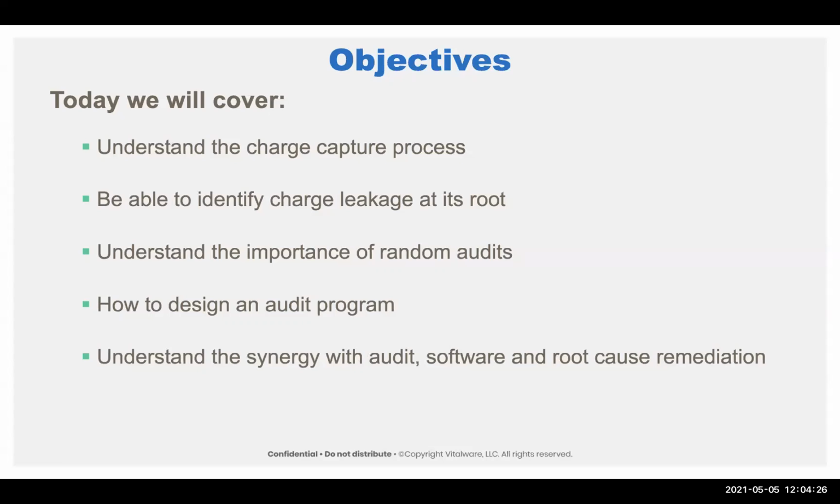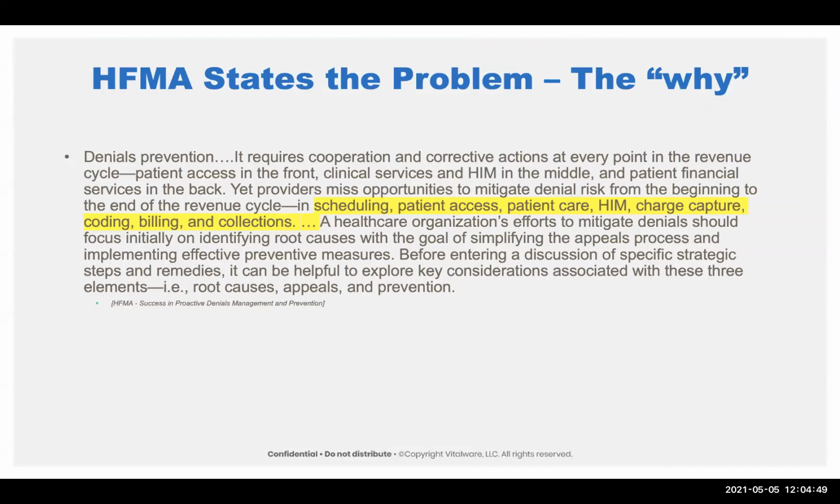Today, the objective is to understand the process, identify charge leakage at its root, and understand the importance of random audits in the identification of charge leakage. We'll also cover how to design an audit program that maintains your ability to limit charge leakage and to identify the root cause. That's the key to this. We want to use audit and root cause in the same sentence.